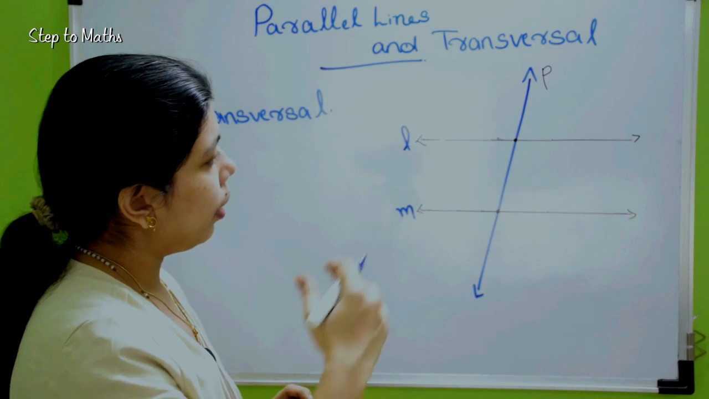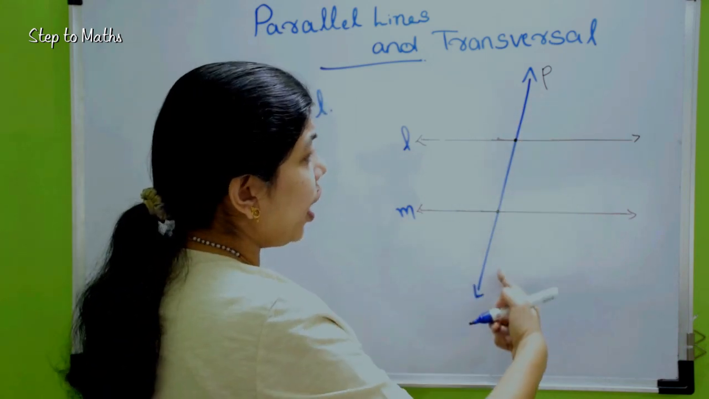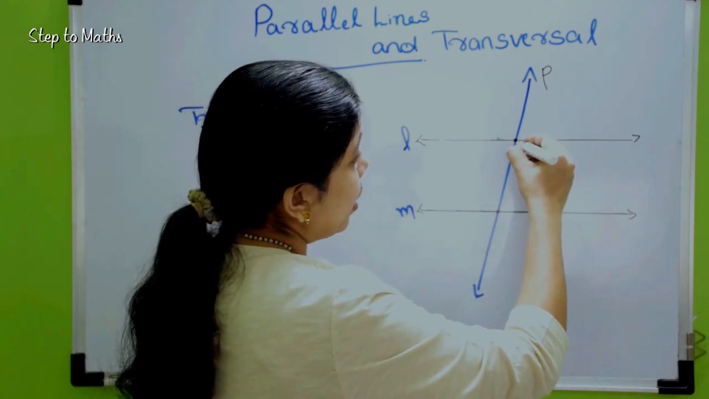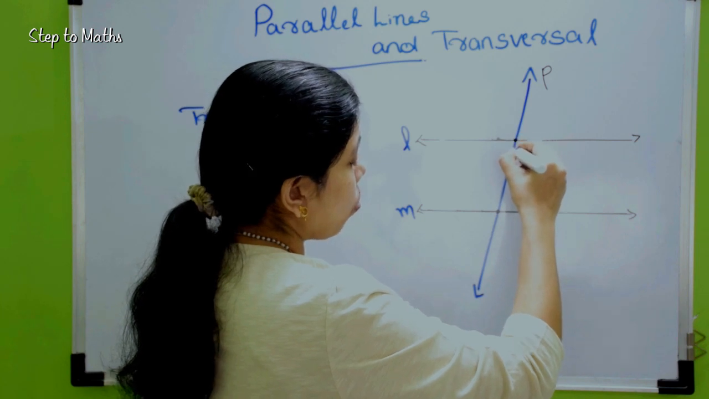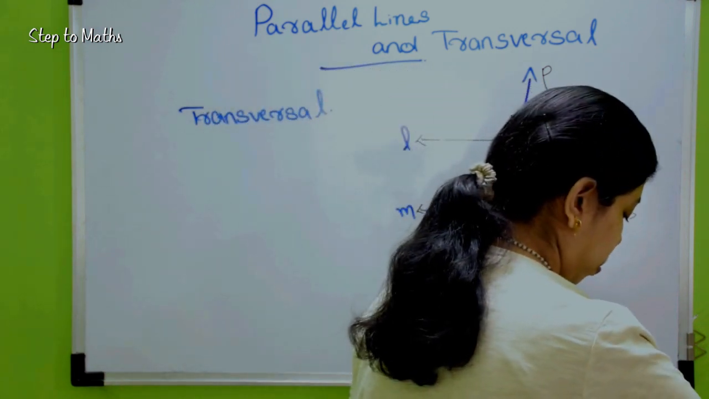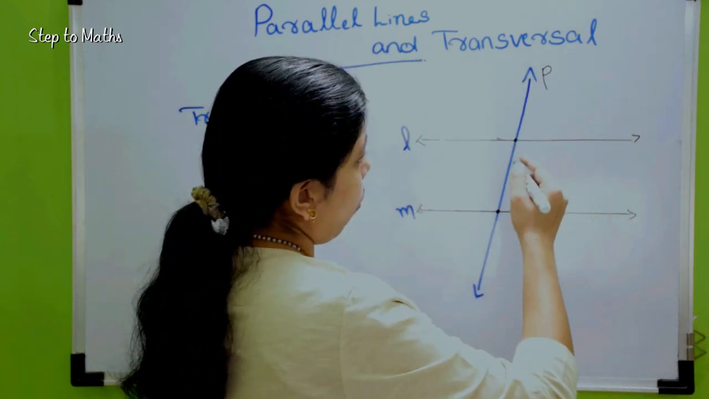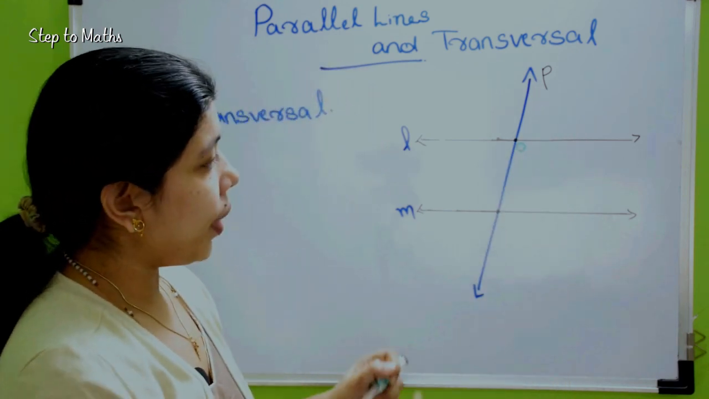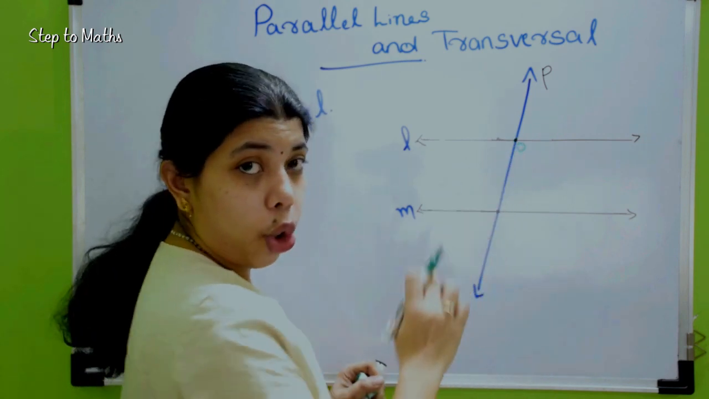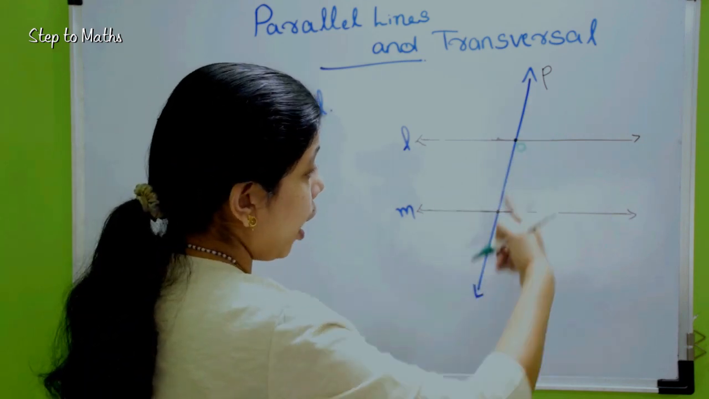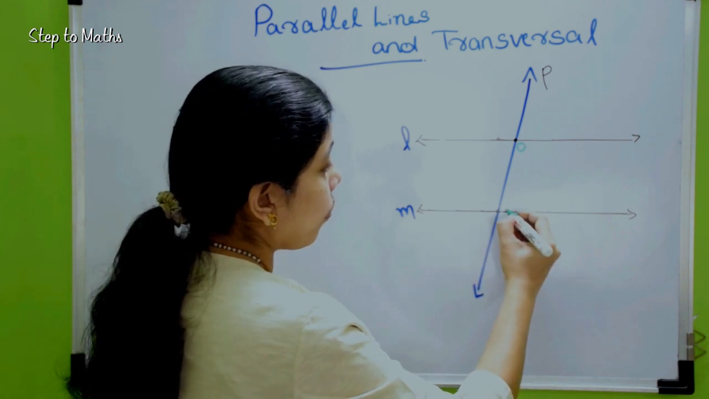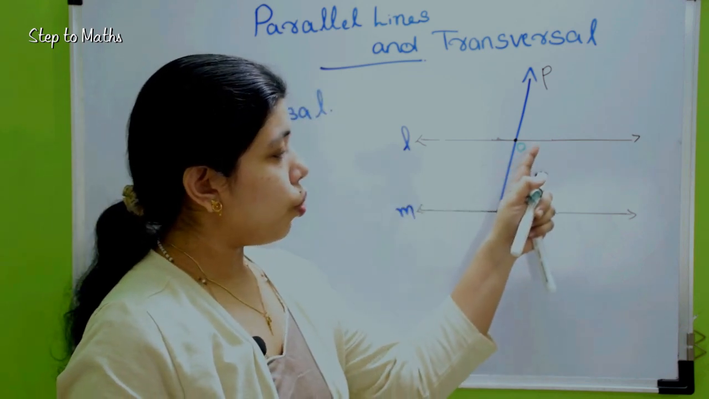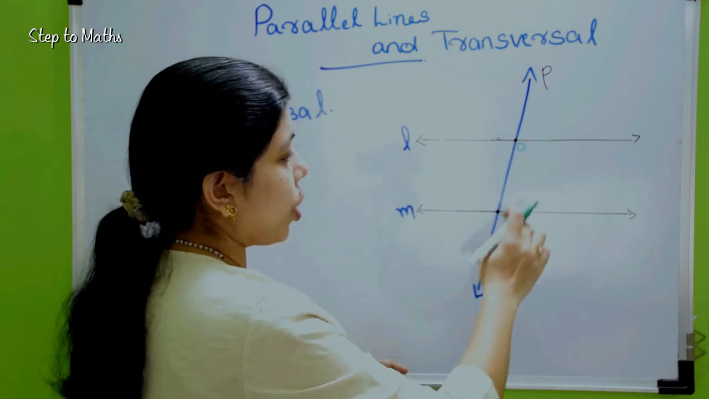Okay. Now, when the line P meets the line L at a point, we can label this point as O. The line P meets the line L at the point O. Similarly, the line P meets line M at the point N. So, the two points we label as O and N.